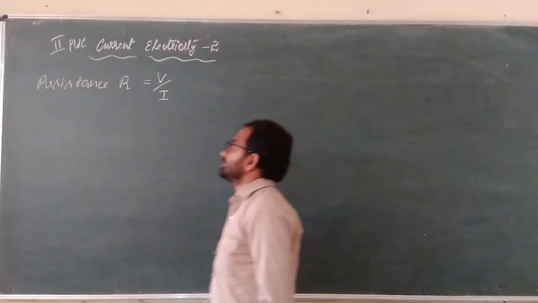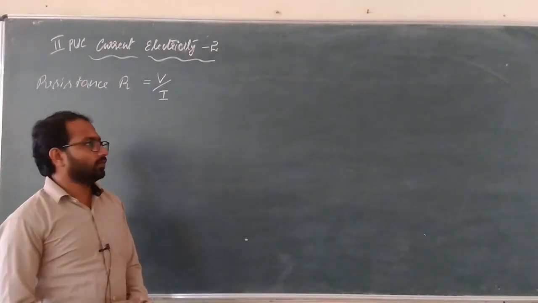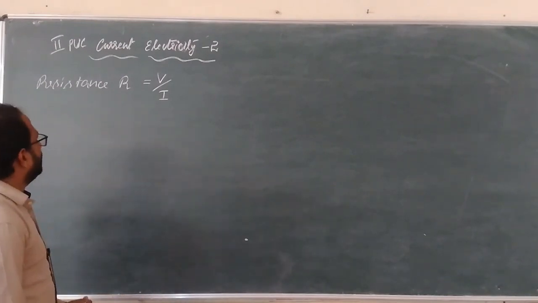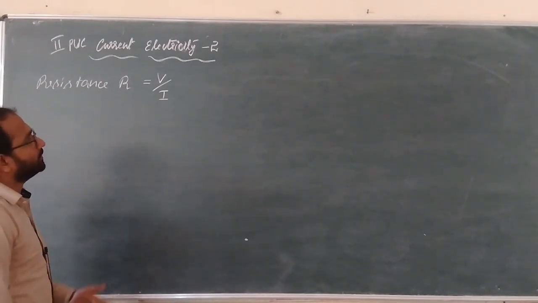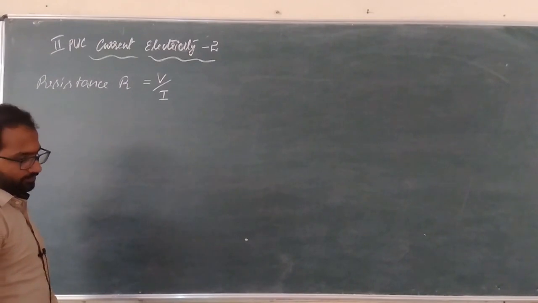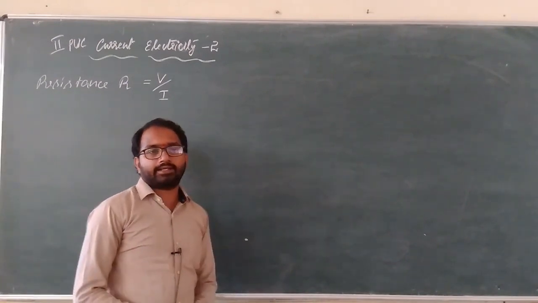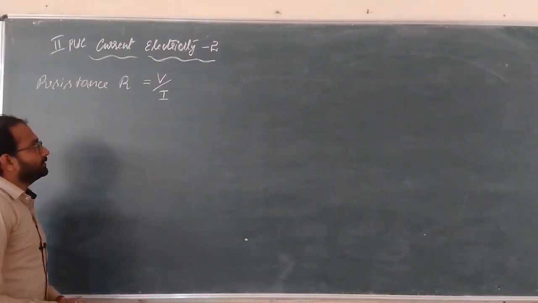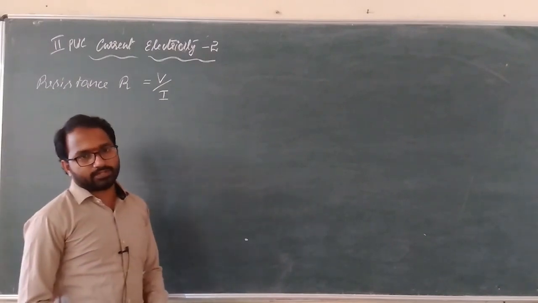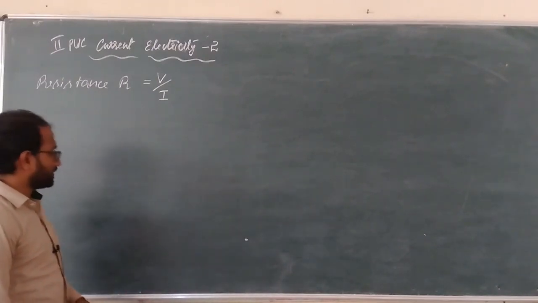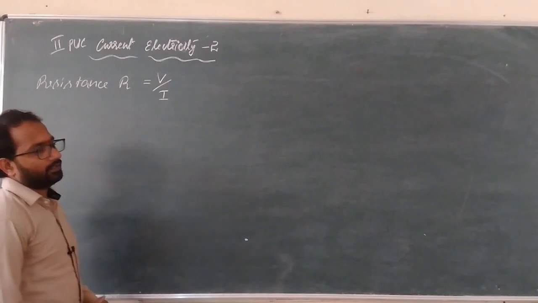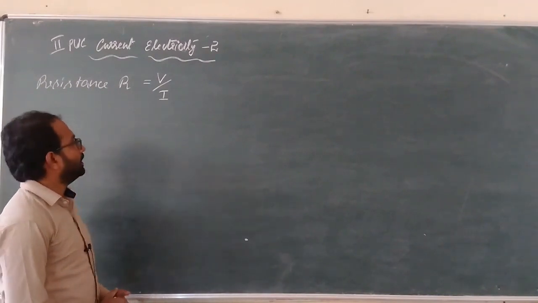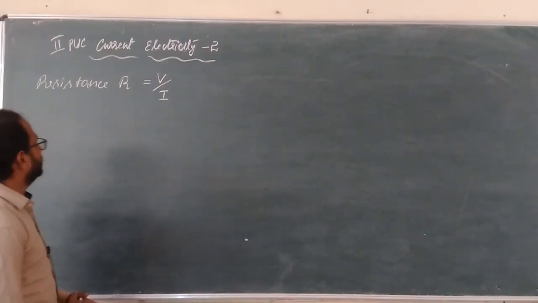So in the previous class, we discussed Ohm's law. The statement is: the current flowing through a conductor is directly proportional to the voltage applied across the conductor, provided the physical conditions like the temperature and pressure are kept constant.